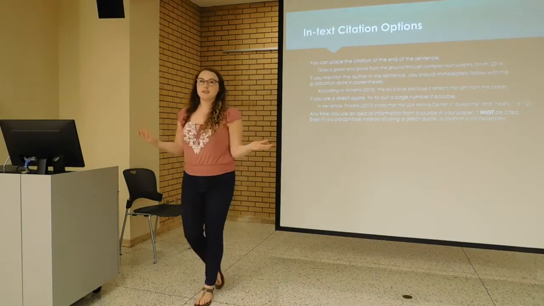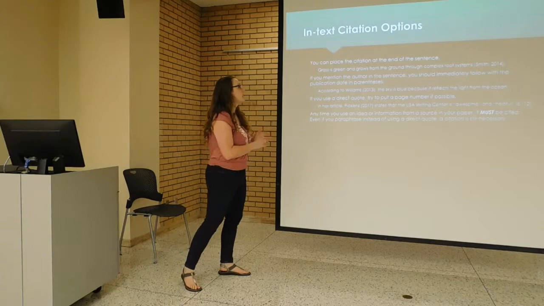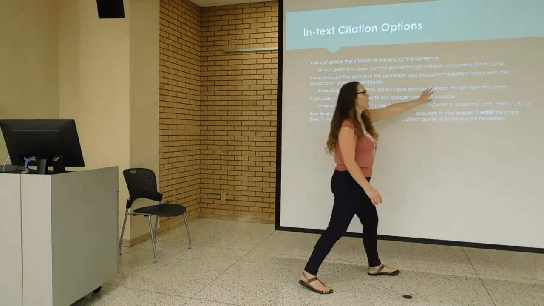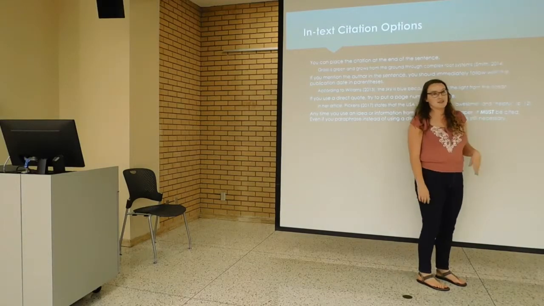So then we're going to look at your in-text citation options. I know that this is a lot of writing, but some of it is examples. For the first, you can place the citation at the end of the sentence. When we are paraphrasing, for example, this says, grass is green and grows from the ground through complex root systems. And so we're going to say that we got that information from Smith 2014.